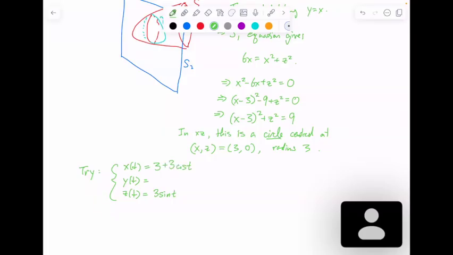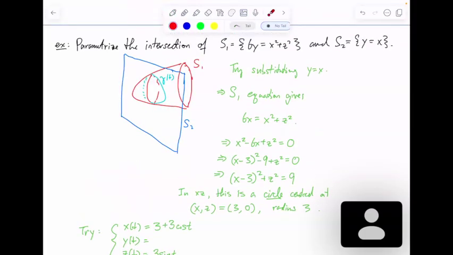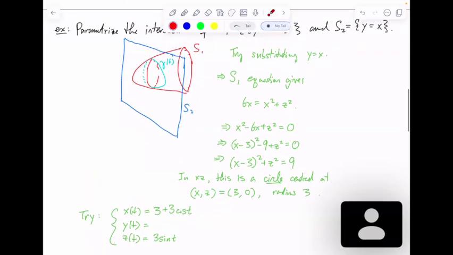And now what should y be? What should the parameterization for y be? So remember, I'm lying on this surface and also this surface. So what must y be if I have these parameterizations for x and z? y must be equal to x. So at any point x of t, which is 3 plus 3 cos t, for me to be on the second surface, I must also be at 3 plus 3 cos t, right? The y's must match up, right?